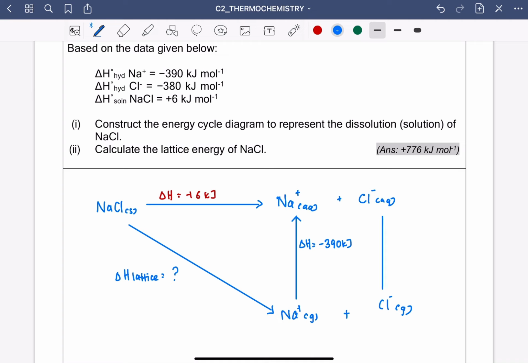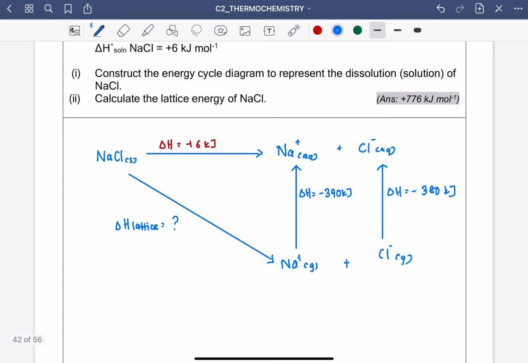And this one, enthalpy negative 380 kilojoule. Okay, so this is the energy cycle. You must have the enthalpy with the, wait, let me give you some insight. You must have the unit. Okay, you must have this enthalpy, and all those particles that you wrote, you must have the phase. And this one also gets a mark. Okay, overall you will get full marks, around 3 marks for this.